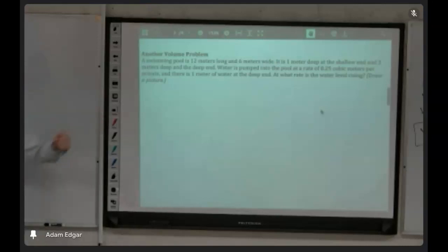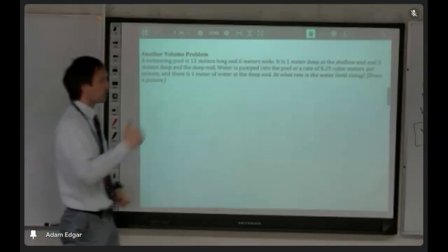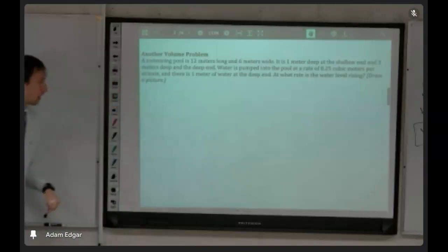Calculus is just a pain, but it's so much better than the alternative. So you've got your swimming pool, and it's 12 meters long and 6 meters wide. If you've ever been at one of these big pools, you have the shallow end, and then it gets to the deep end, where it's deeper. We'll assume that from the shallow end to the deep end is just a constant decline, a regular slope. Water's getting pumped into the pool at 0.25 cubic meters per minute, and currently there's 1 meter of water down at the deep end of the pool.